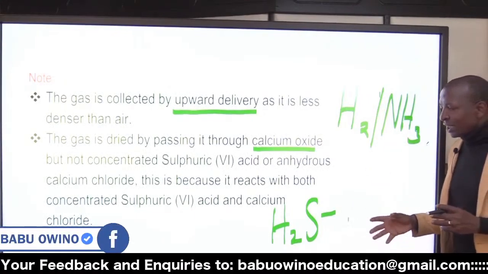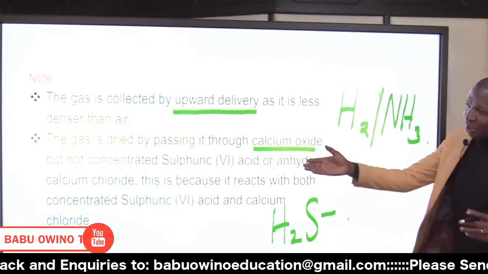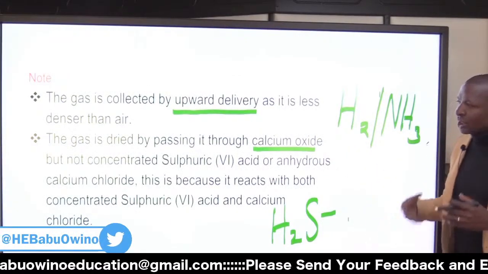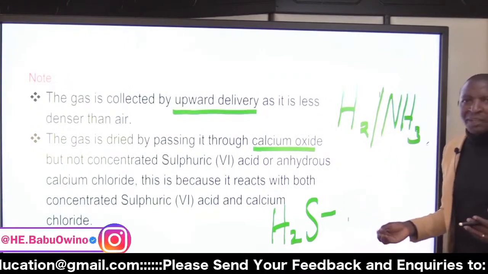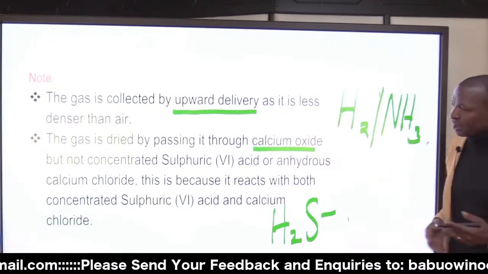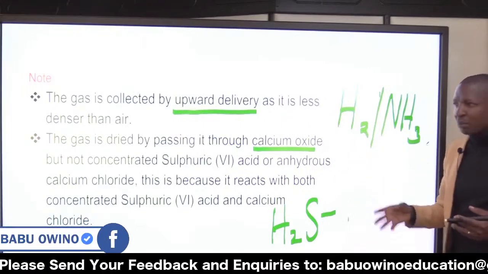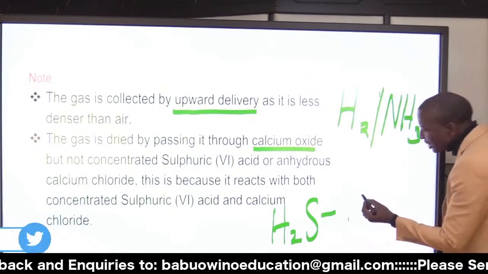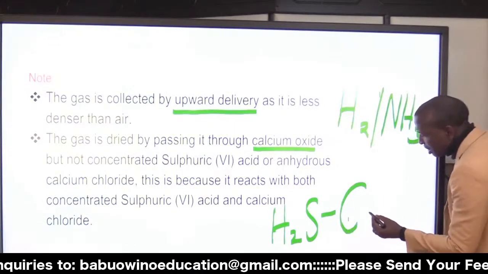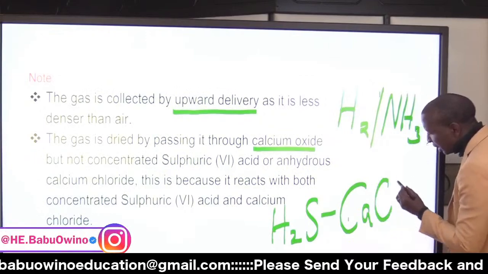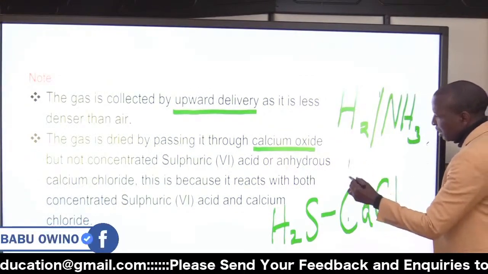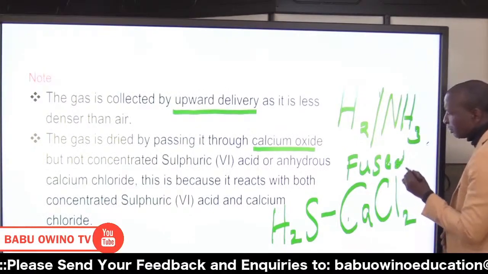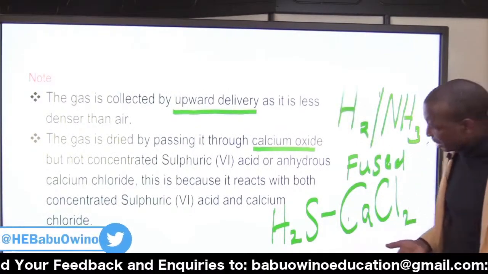Hydrogen sulfide is a reducing agent. It cannot be dried using concentrated sulfuric acid because it will react with it. On the same note, hydrogen sulfide is acidic and therefore cannot be dried using calcium oxide because calcium oxide is basic and they're going to react. So the only drying agent for hydrogen sulfide is fused calcium chloride. And remember, when you are writing it in an exam, it must be fused calcium chloride. Just to give you something that is very important.